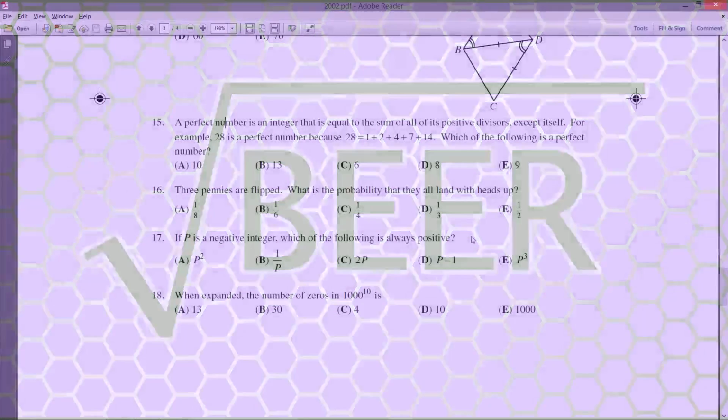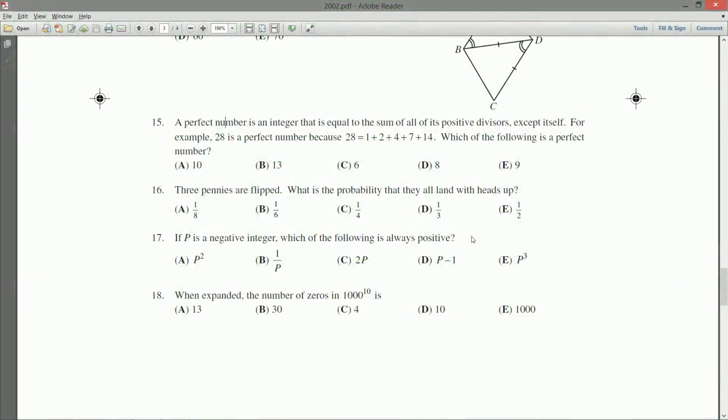We're taking a look at question number 16 on the 2002 Grade 8 Gauss competition. That's the multiple choice Grade 8 level competition. And question 16 says, 3 pennies are flipped. What is the probability that they all land with heads up?